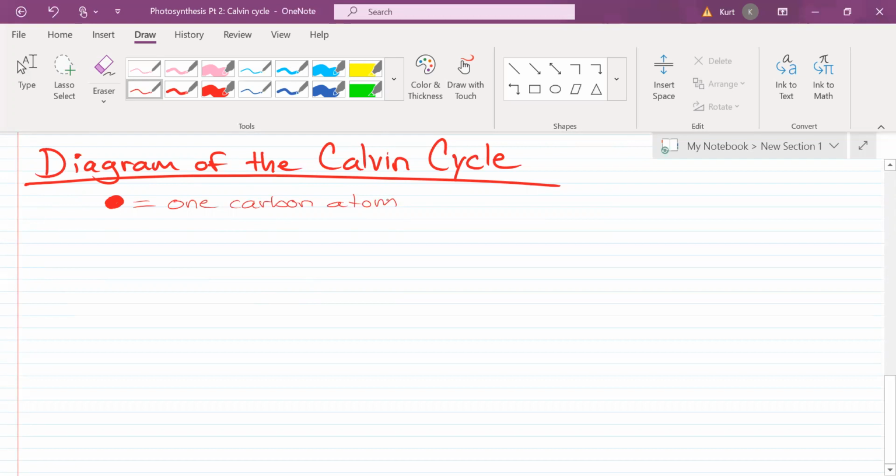How many carbons are there in glucose? How many carbons are there in carbon dioxide? Look up at the whiteboard. How many carbons are there in ribulose bisphosphate? How about PGA? And how about G3P? So we have a 5-carbon molecule, a 1-carbon molecule, and we have 2 different types of 3-carbon molecules. Let's get this party started.